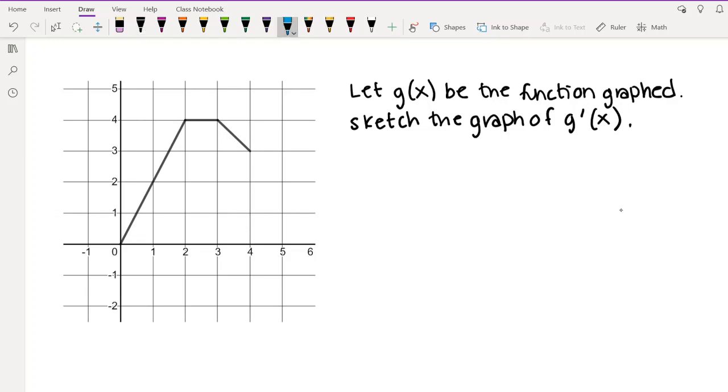So for example, the first part of the graph, this part, has a slope of 2, right? And that means that for any x value between 0 and 2, the slope is 2. So our derivative should be a horizontal line at a height of 2, which I didn't make quite horizontal.